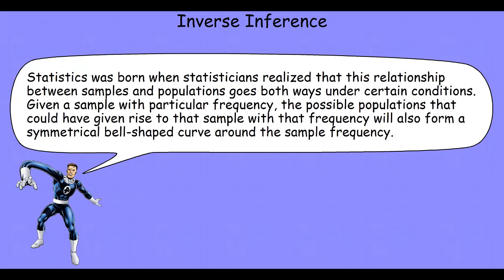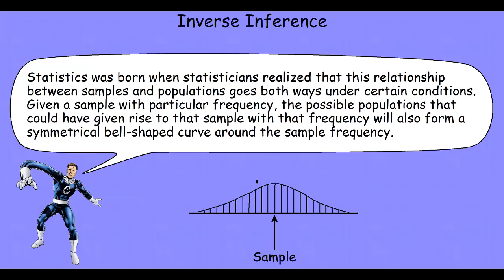Statistics was really born, however, when statisticians realized that this relationship between samples and populations is pretty close to symmetrical. It goes both ways under certain conditions. Given a sample with a particular frequency, then, the possible populations that could have given rise to that sample will also form a symmetrical bell-shaped curve around the sample frequency. And so we see an inference from samples to populations having the same general structure. But we're not done yet.